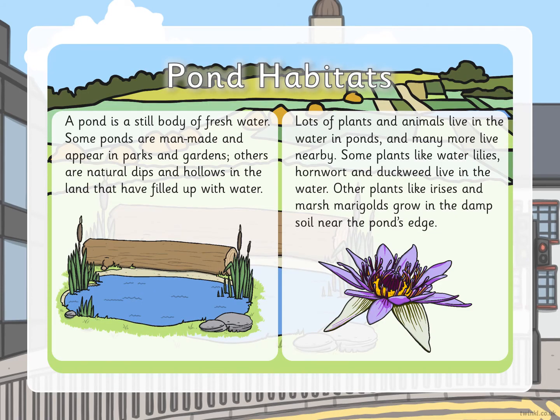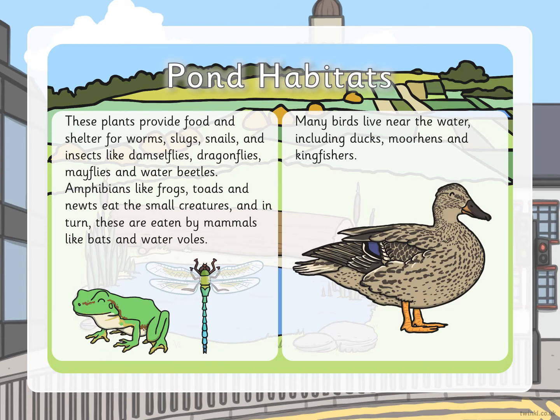Pond habitats. It's a still piece of fresh water. Some ponds are man-made and appear in parks and gardens. Others are natural dips and hollows in the land that are filled up with water. Lots of plants and animals live in the water in ponds, and many more live nearby. Some plants like water lilies, hornwort and duckweed live in the water. Other plants like irises and marsh marigolds grow in the damp soil near the pond's edge.